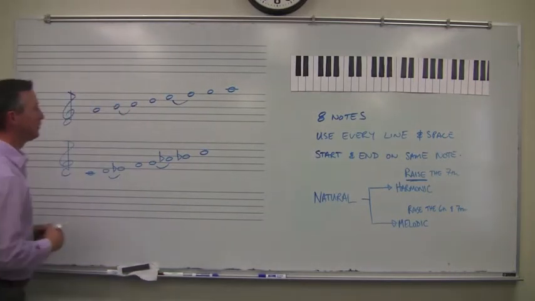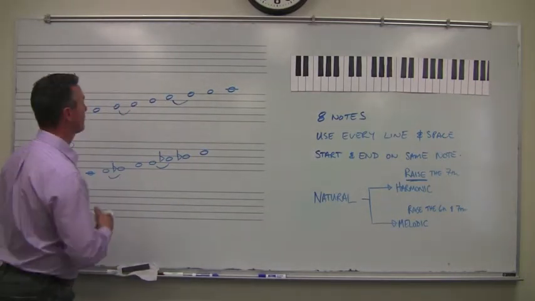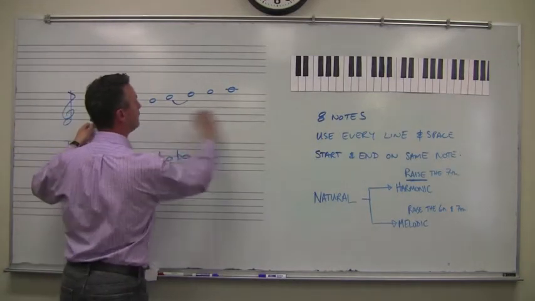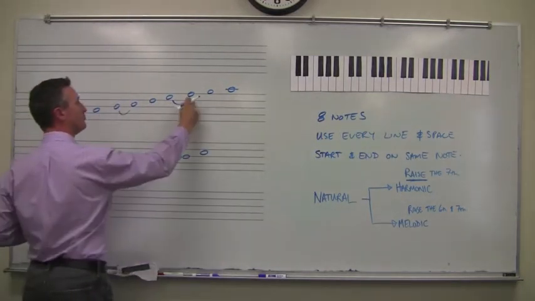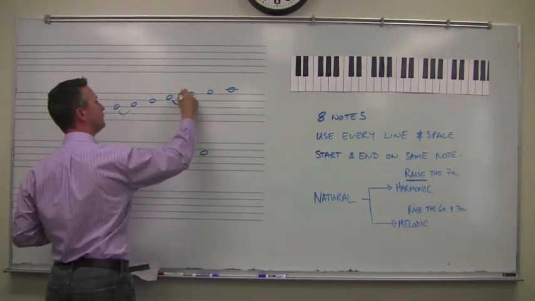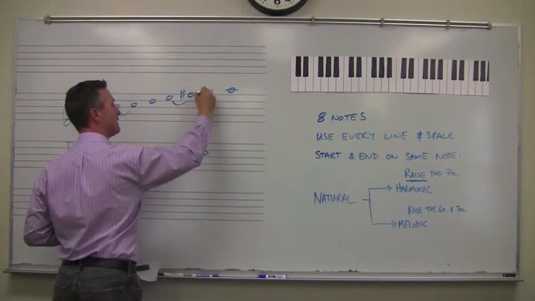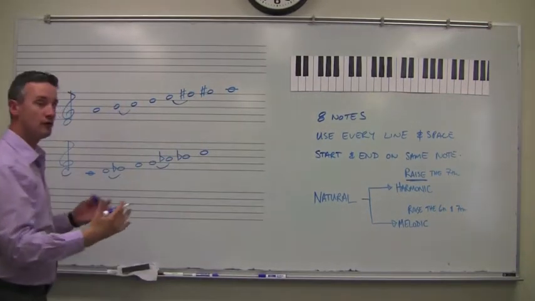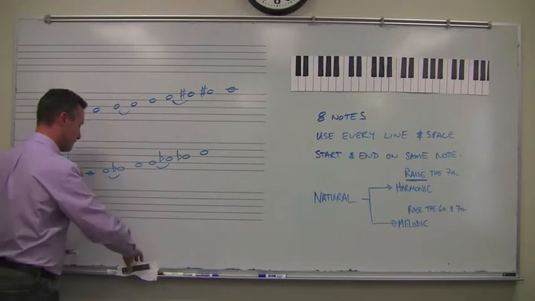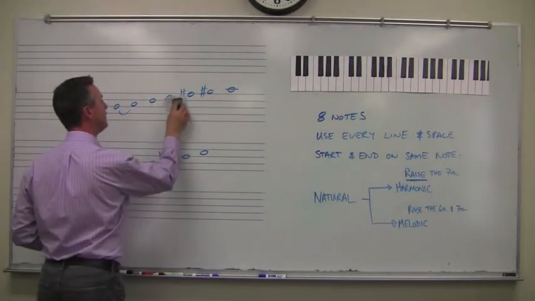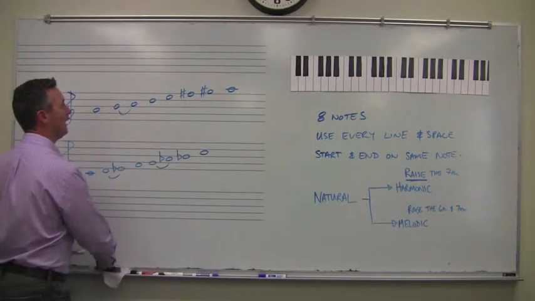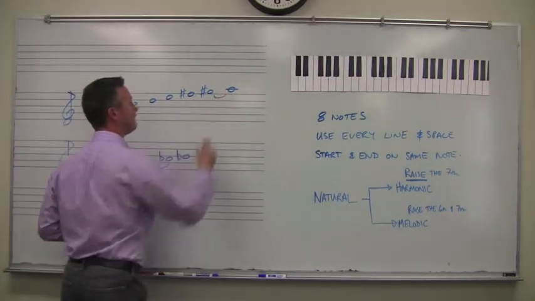So if we're going to raise the 6th and 7th scale degrees, here we are, A natural minor. Find the 6th scale degree, it's right here, I'm going to raise it. Find the 7th scale degree, raise it. What has that done to my whole and half steps? Well, in fact, it has eliminated this half step, and it has created a half step here.